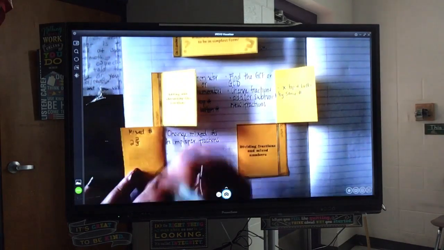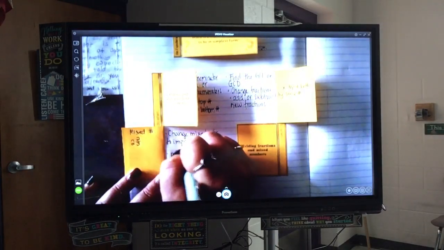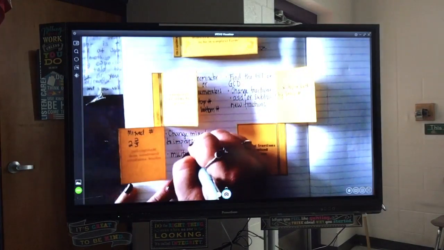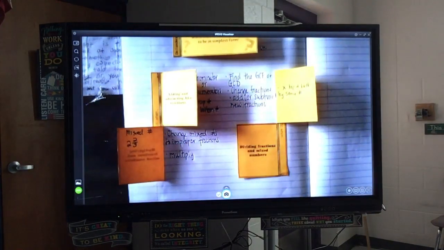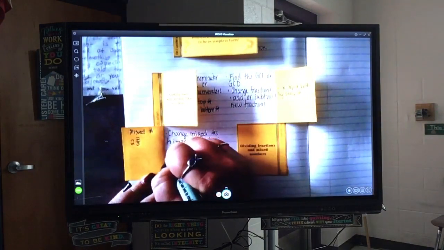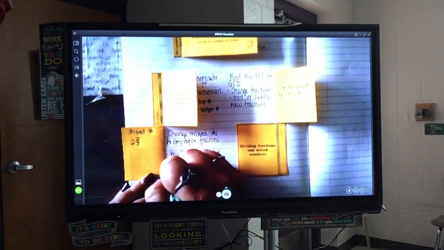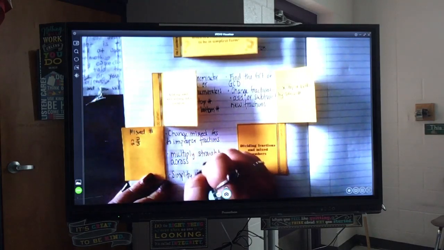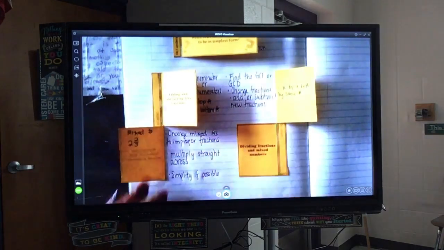Cooper, what do we do? You have to multiply the top by each other? No. So use better words. Okay, so I have to write it out. How about, do you multiply this way or do you multiply this way? So straight across? So multiply straight across. And then you always want to simplify if you can. All right.